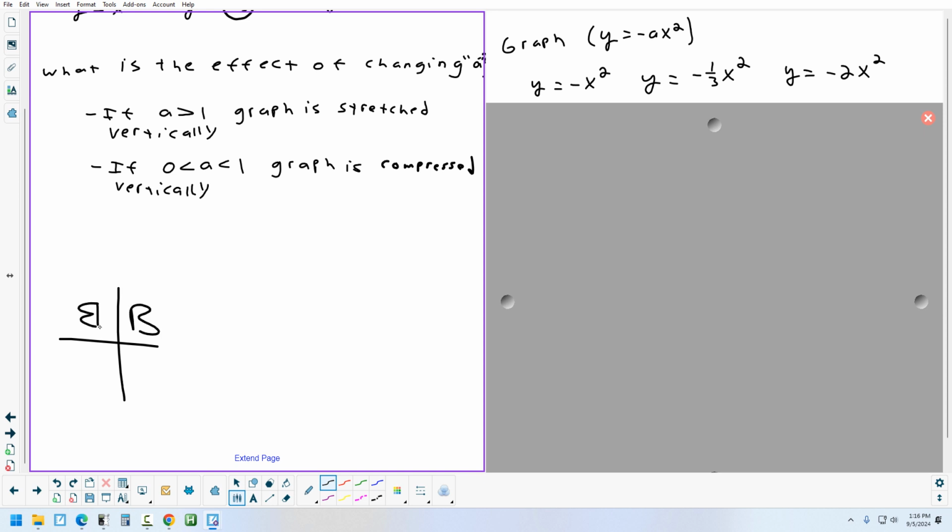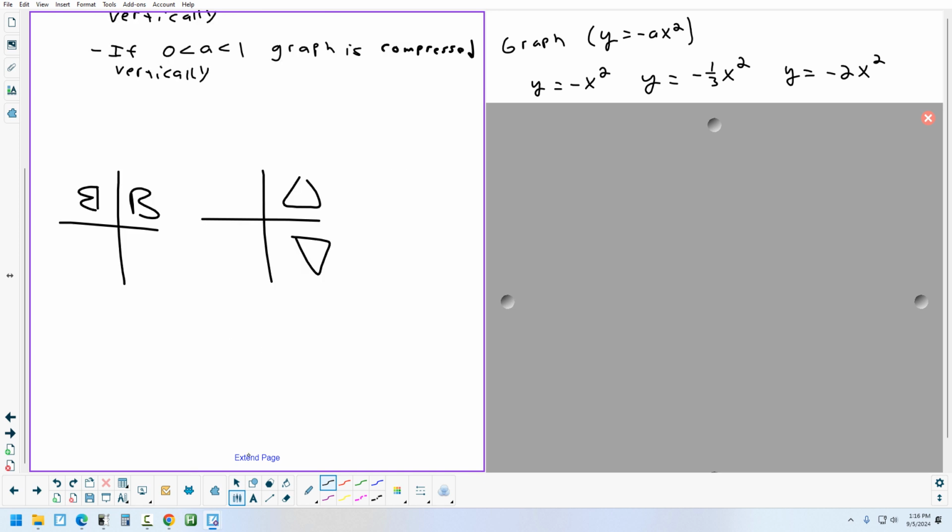So you can either have something that flips over the y-axis. That's an example of the y. Or you could have something that flips over the x-axis. That's over the x. Which axis it flips over depends on where you put the negative.